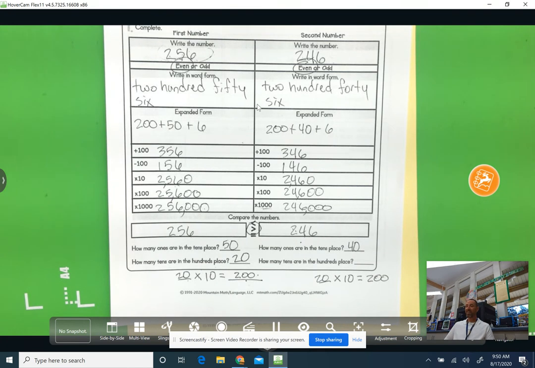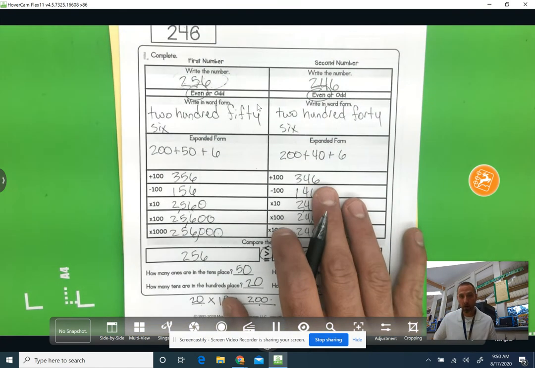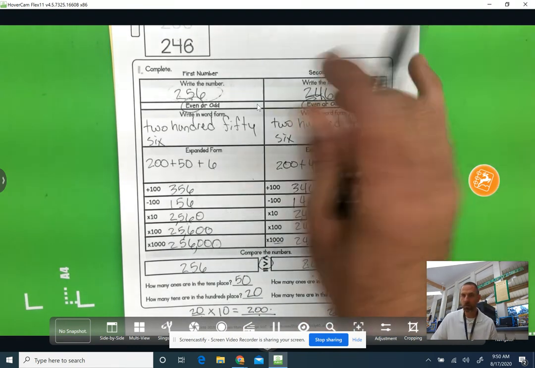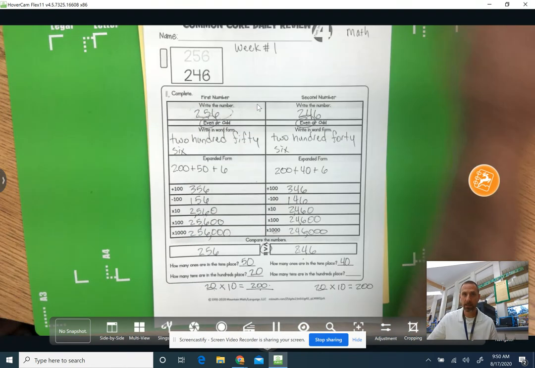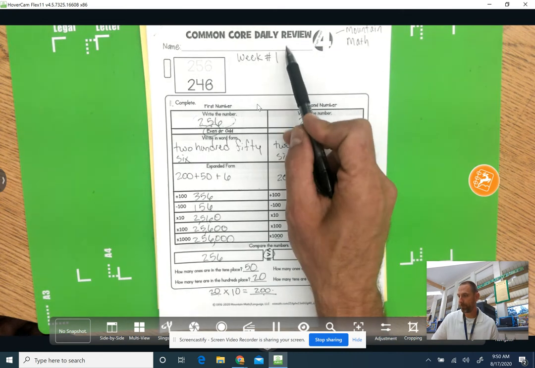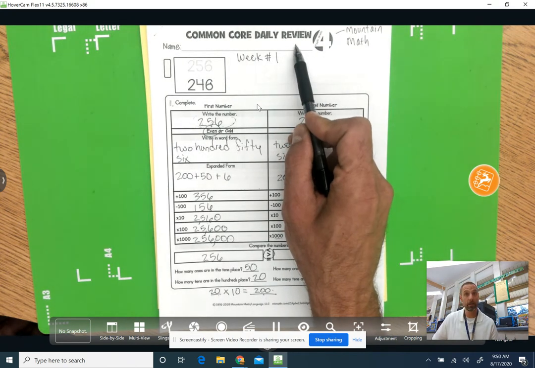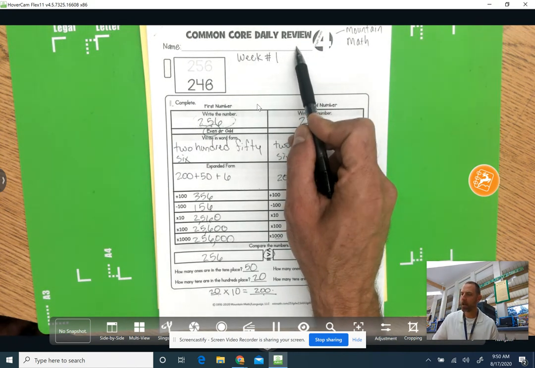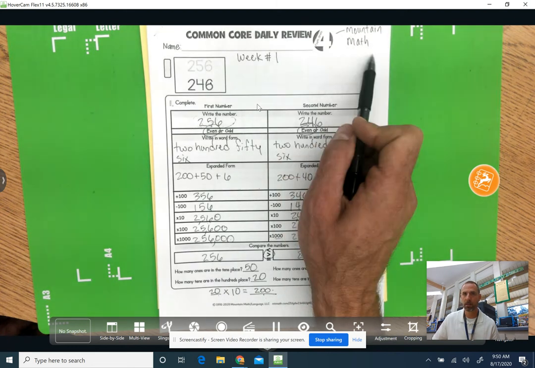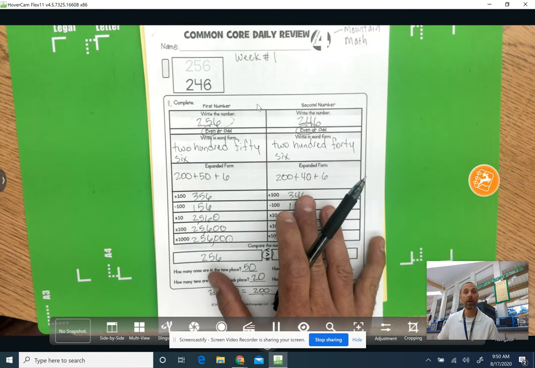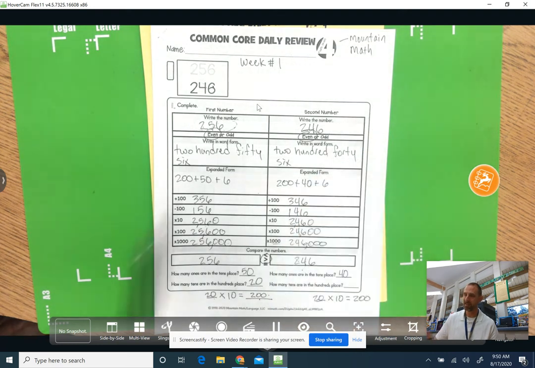And boys and girls, that is problem number 1 for our Mountain Math, also known as the Common Core Daily Review. I am sorry in advance, parents, families, kids, that the names here are different, but Common Core Daily Review is Mountain Math.